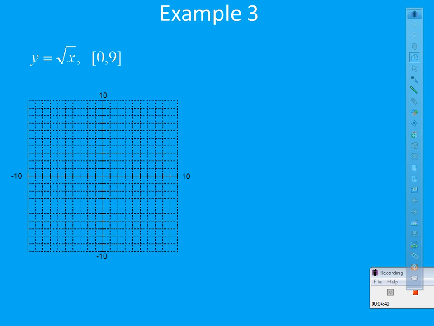I would like to graph the curve y equals the square root of x. So I'm just going to pick some numbers that I know. I know that the square root of 0 is 0. So I'm going to graph that point. I know the square root of 1 is 1. I know that the square root of 4 is 2.